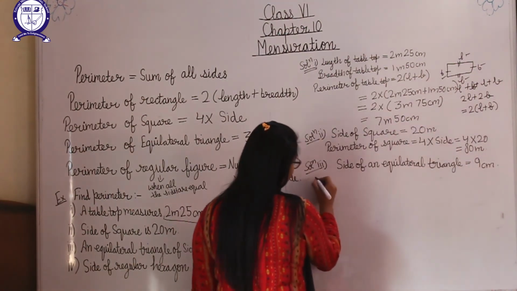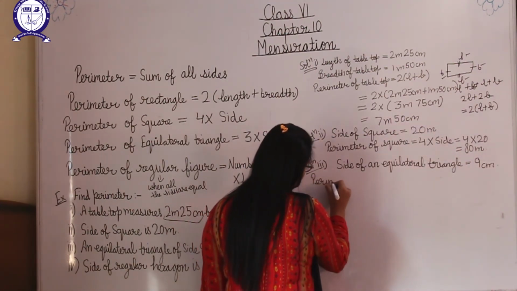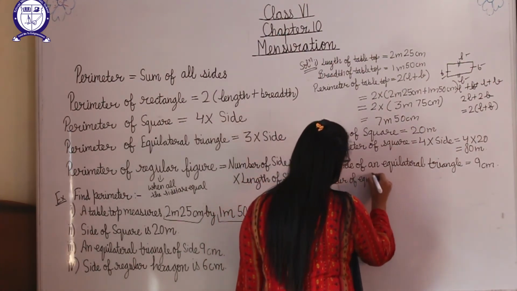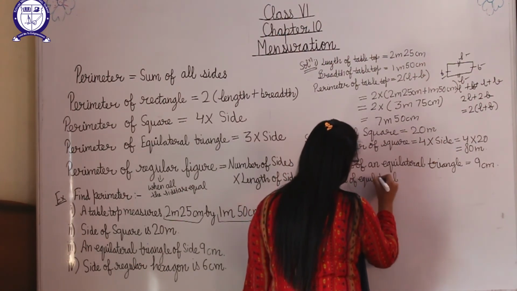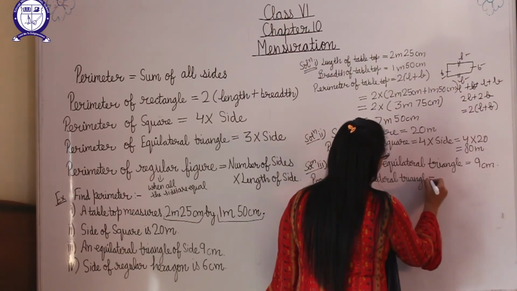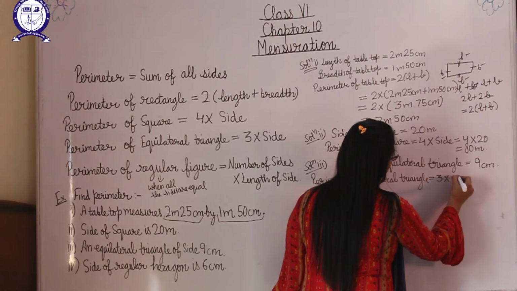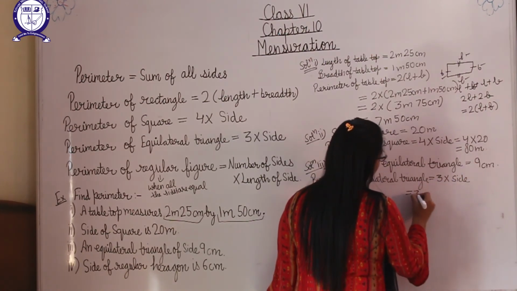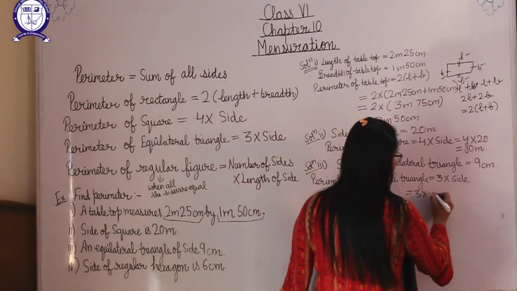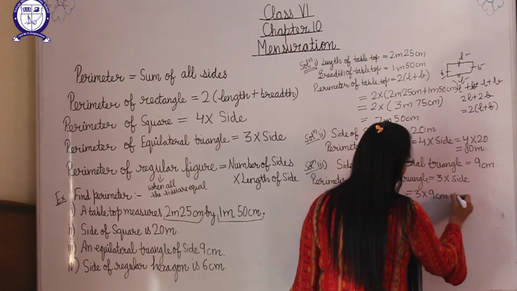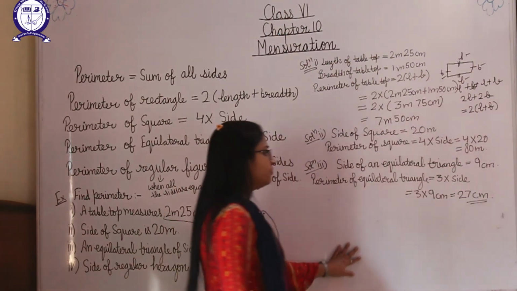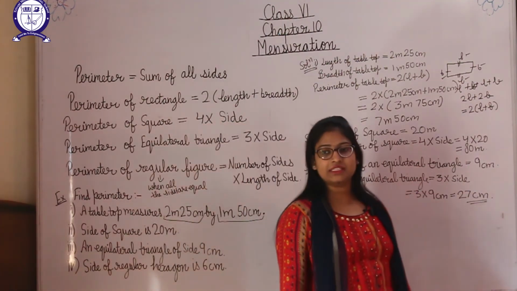Now what we have to find out? We have to find out its perimeter. So perimeter of equilateral triangle is equal to 3 multiply side, because in the triangle there are 3 sides and all the sides are equal, so that's why we will be doing 3 multiply side. Now 3 multiply, in place of side we can write 9 centimeter. So what we will be getting, students? 9 3s will be 27. So 27 centimeter is the perimeter of equilateral triangle whose side is 9 centimeter, right?